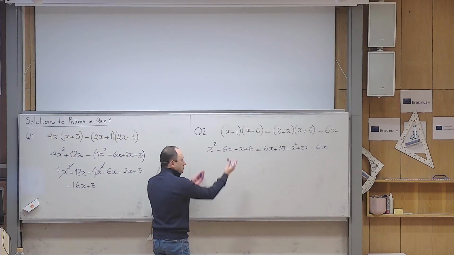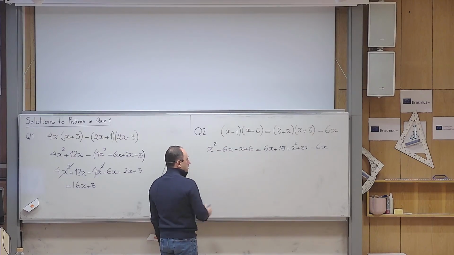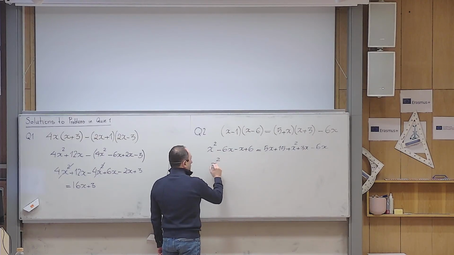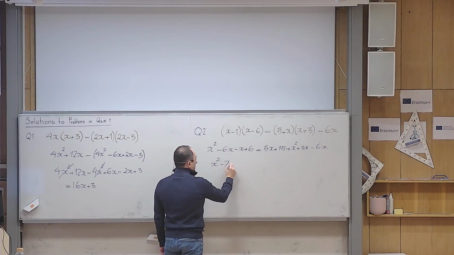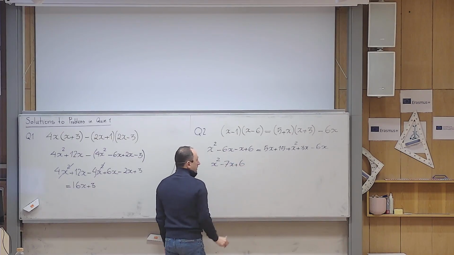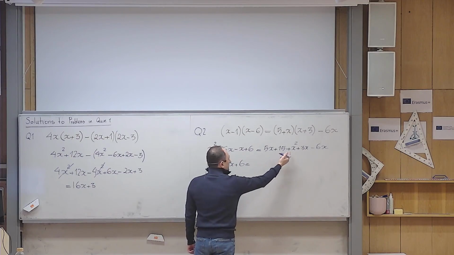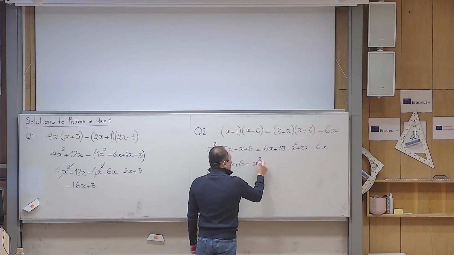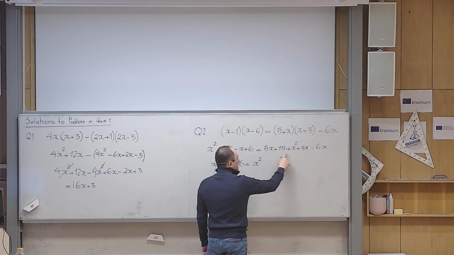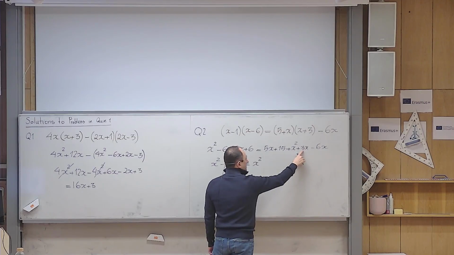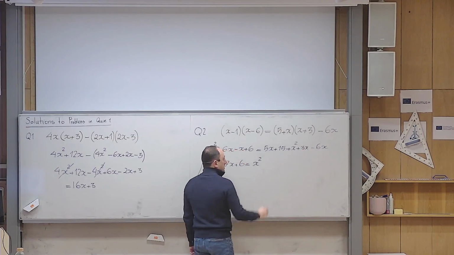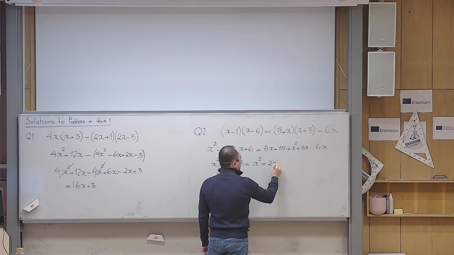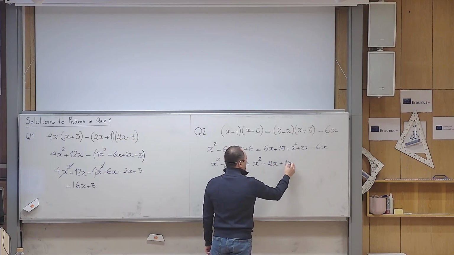For equations, it is better to simplify both sides first. So I would say that x squared, this is minus 7x, and this is plus 6. On the right-hand side, I write x squared first. Of course, it doesn't matter. And then 5x plus 3x is 8x, and then I have minus 6x is plus 2x. And then finally, I have 15 here.